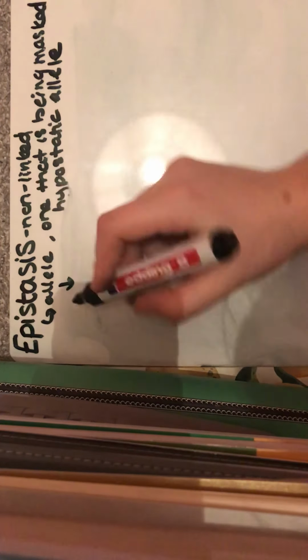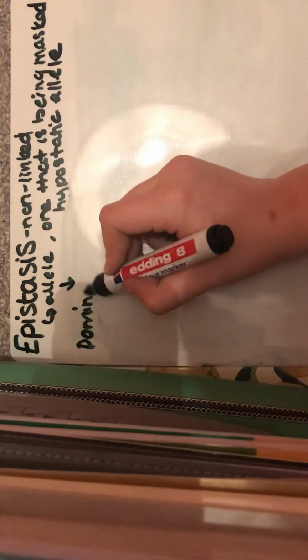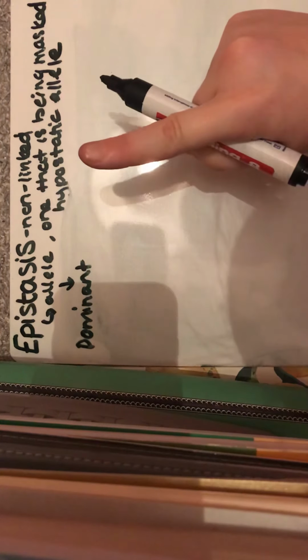But we're going to have a look at dominant epistasis as well. I'll just clean the board. We can go through that. Okay. So, dominant epistasis is the same kind of idea. We just need the epistatic allele to be dominant. So, we're only going to need one epistatic allele to mask the expression of the hypostatic allele.